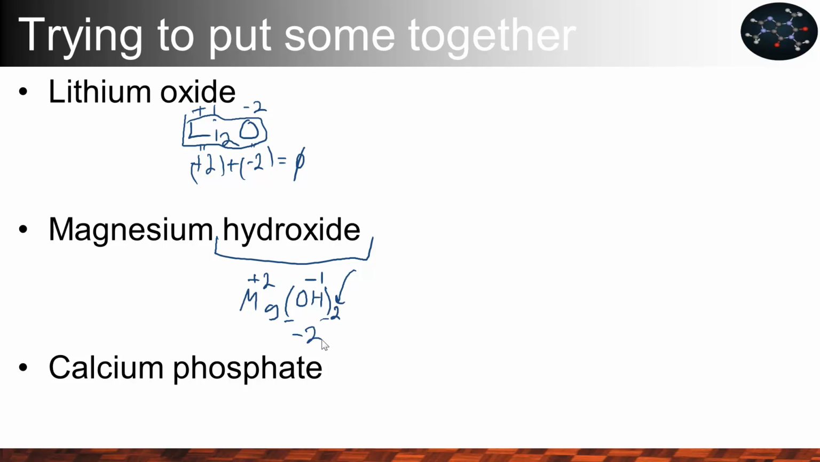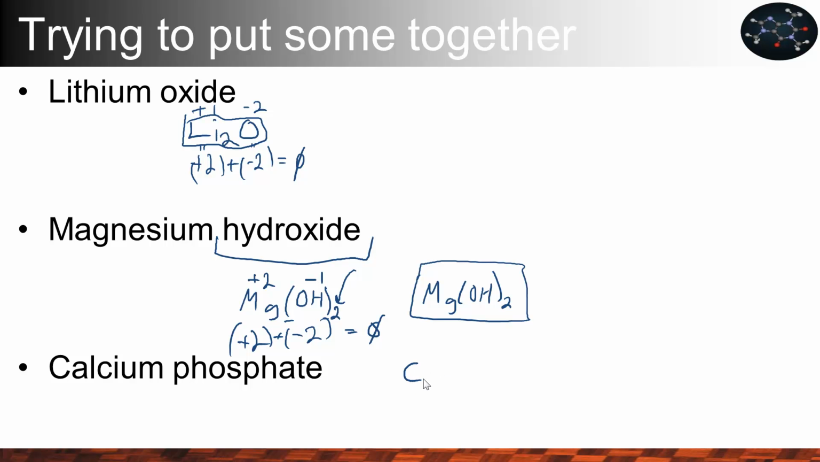So that gives me a total of -1 times 2, or -2. Magnesium is +2, 0 net charge again. So the chemical formula is Mg(OH)2. That's magnesium hydroxide. Okay, calcium phosphate.